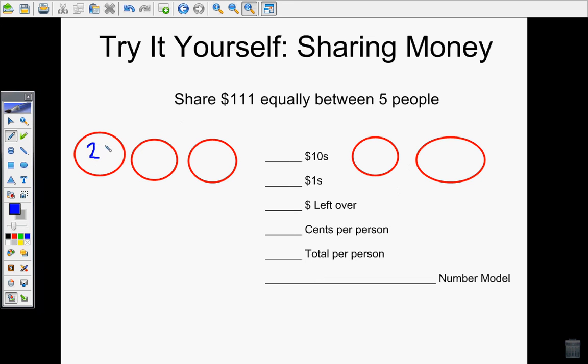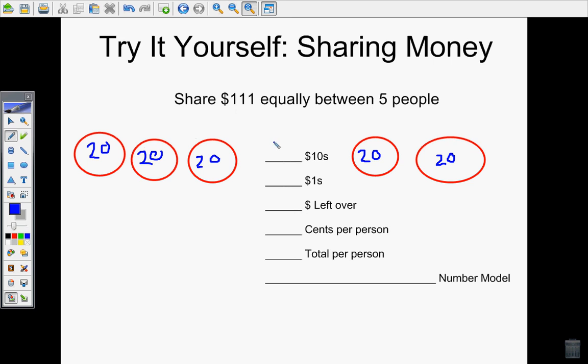So if I do 20, 40, 60, 80, and 100. Now we still have $111. We only used 100. But if I thought about giving more 20s, we'd be up to 200. And if I start giving them extra $10 bills, that'd be 110, 120, 130, 140, 150. That'd be too much. So this is all the 20s and the 10s that we could pull out of there.